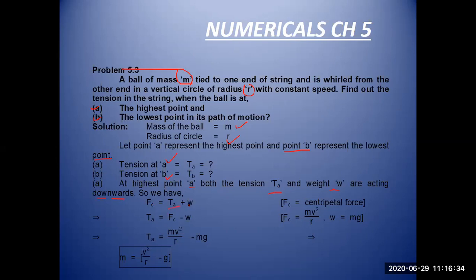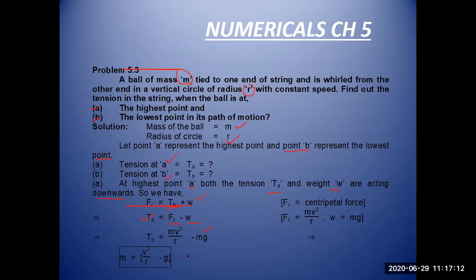So the sum of the forces is tension plus weight. Both are acting downward, so both have a positive sign. Then what about the tension? Tension will be the difference of the two, that is, centripetal force minus weight force. The formula to calculate centripetal force is mv² divided by r, so TA equals mv² divided by r minus mg. If you simplify it with the mass, you get v² divided by r minus g.